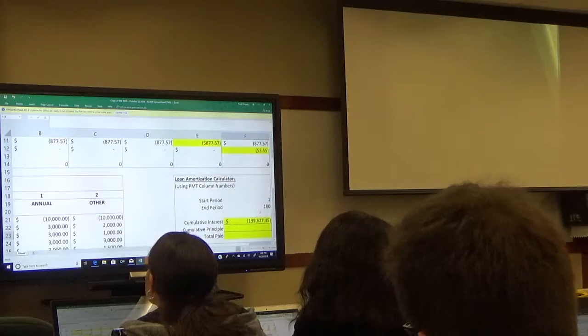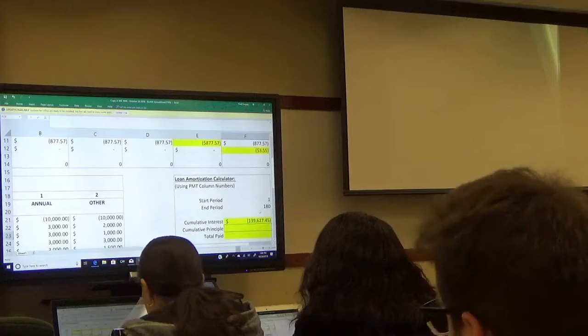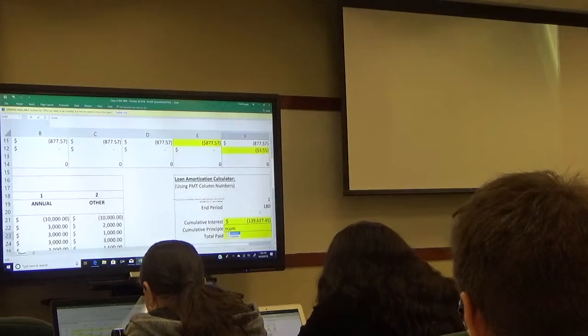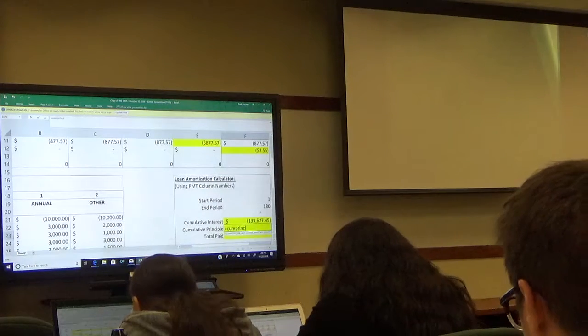Now, you should be able to do the same thing for the cumulative principal. Okay, it's the same setup. P-R-I-N-C, okay?